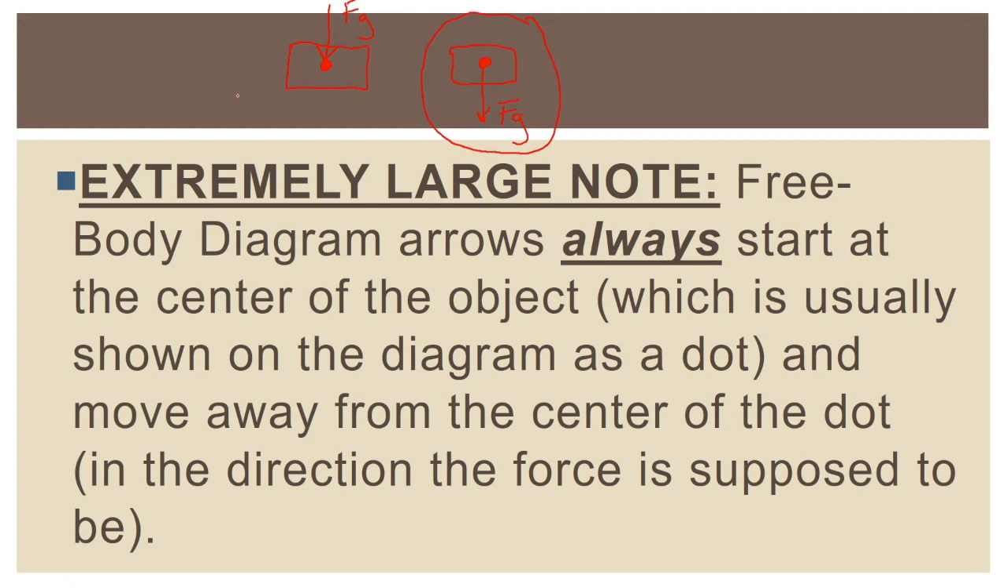Now, obviously, here you do have this arrow pointing towards the center of the object as well, but it is just a convention that you start the arrow from the dot. And even if you have all the arrows going in the right directions, the AP test will take a point off of your response for not having the arrow start from the dot. This is a super important note. Take a second to pause this video and write this down if you haven't already, and when you hit play, we'll move on to the next note.